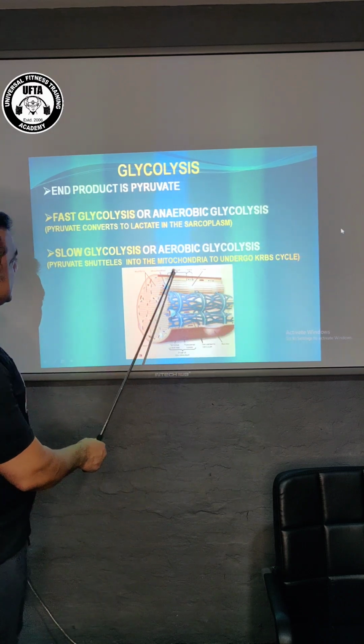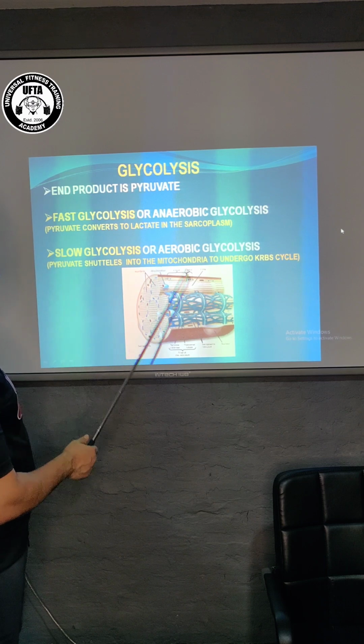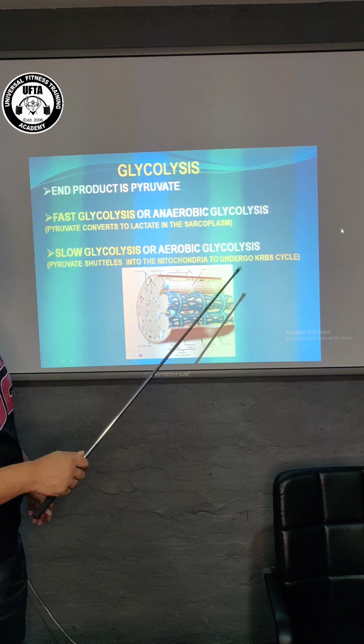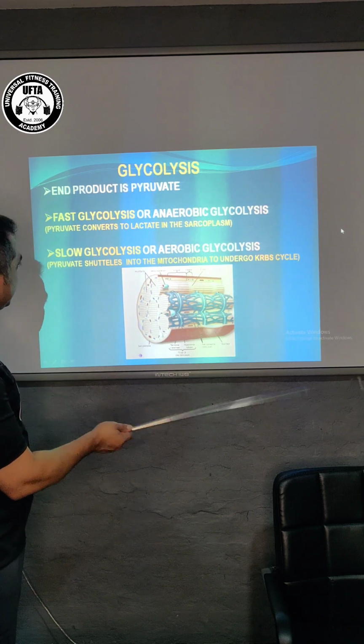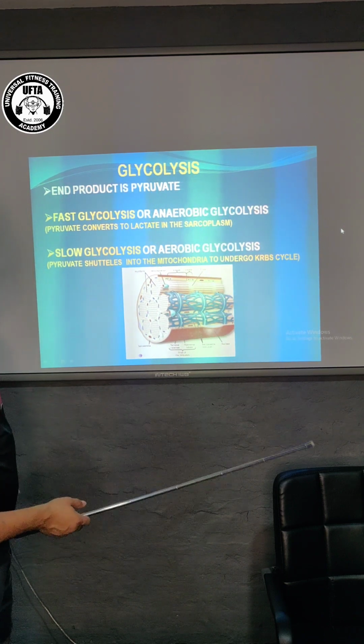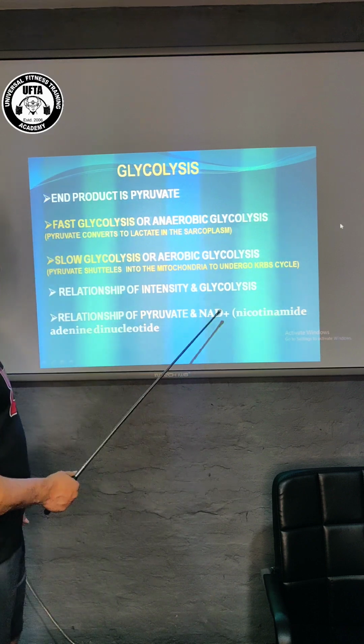And you can see that this is the mitochondria, where the pyruvate, if the intensity is too low, then instead of converting into lactate, it settles into the mitochondria. The relationship of intensity and glycolysis.